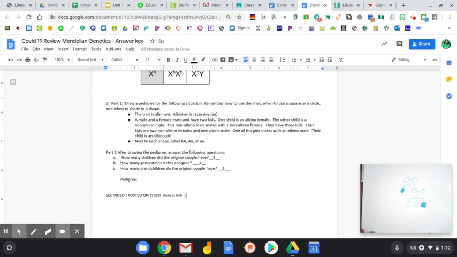Okay, and then one of the girls, so I'm just going to choose this one right here, mates with an albino male. Their child is an albino girl.